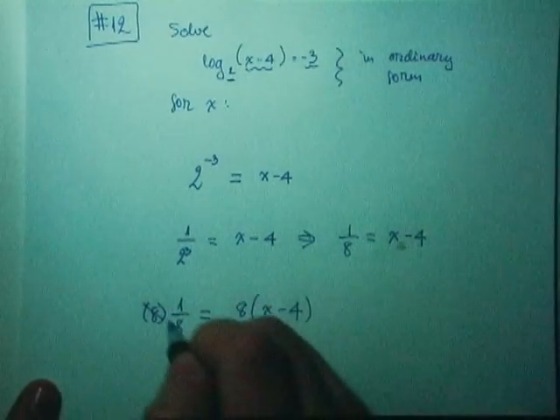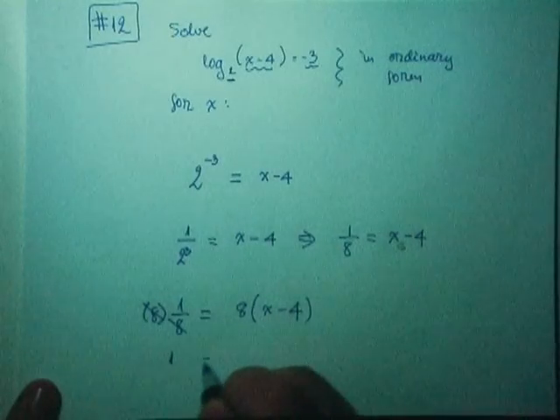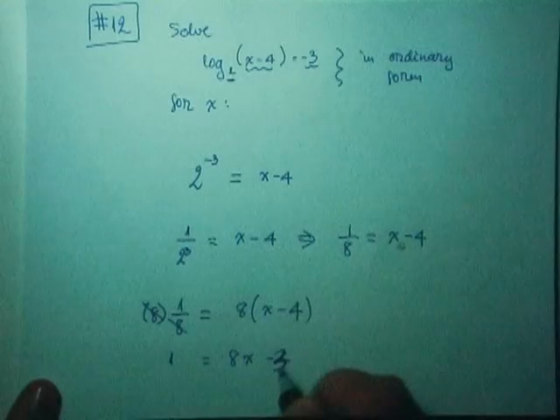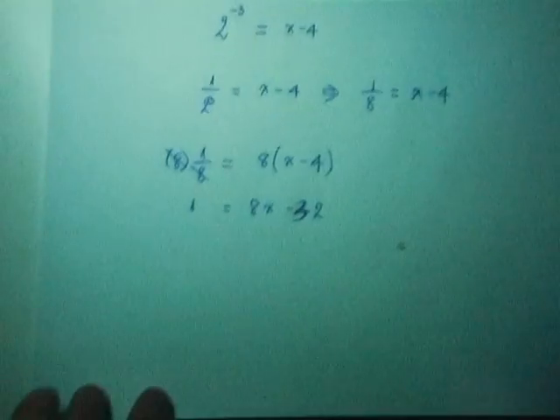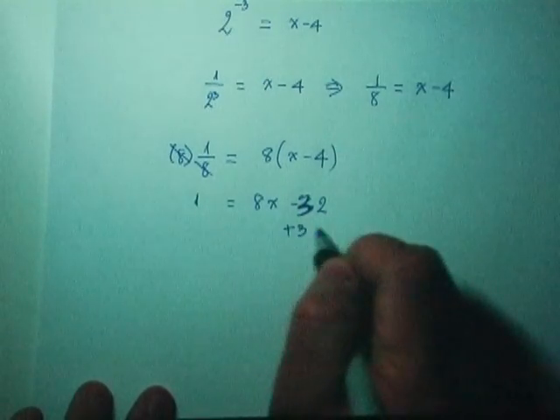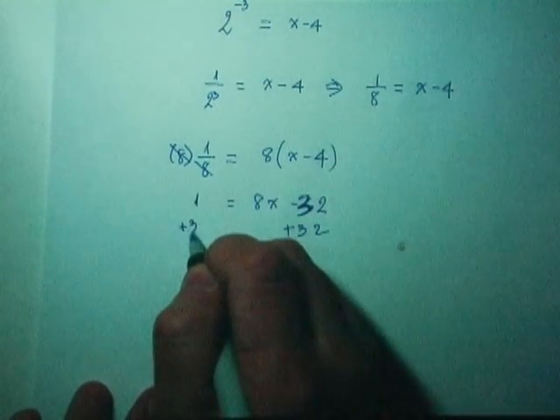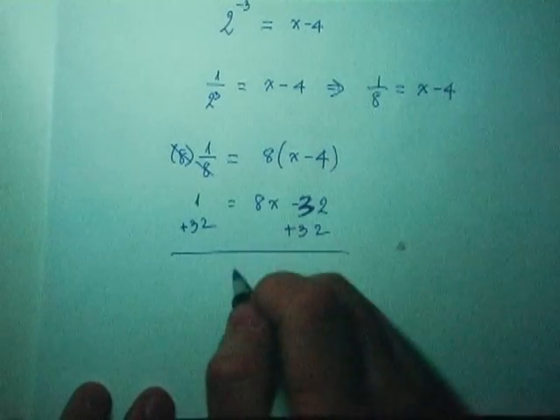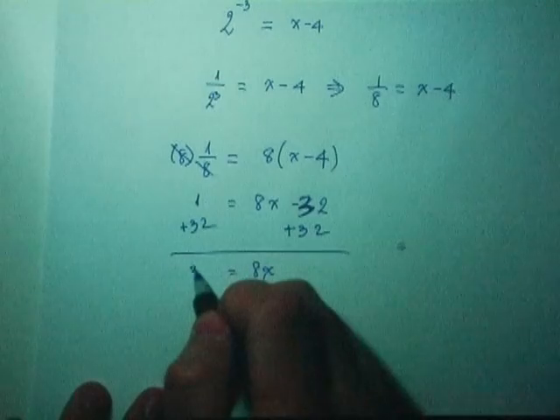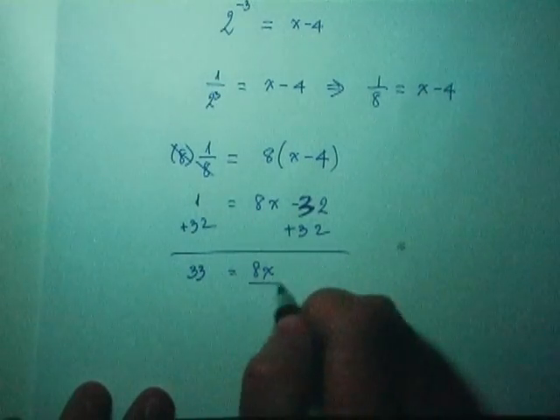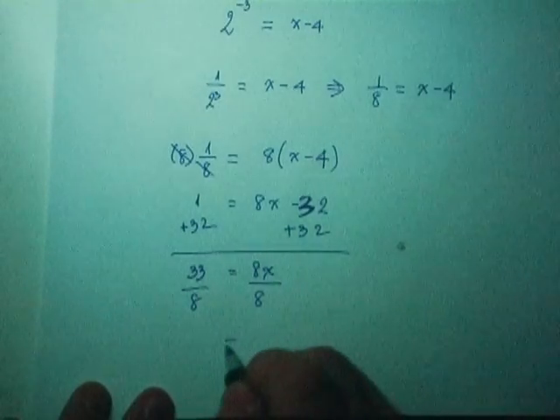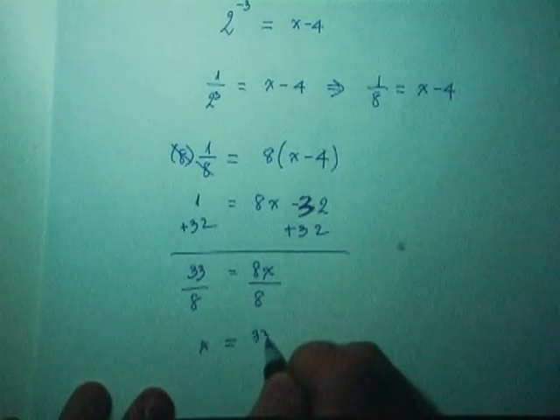And so my 8 here would cancel, and I have 1 equals 8x minus 32. Adding 32 to both sides, that would give me 8x equals 33. And then I'm dividing both sides by 8. And that leaves me x equals 33 over 8.